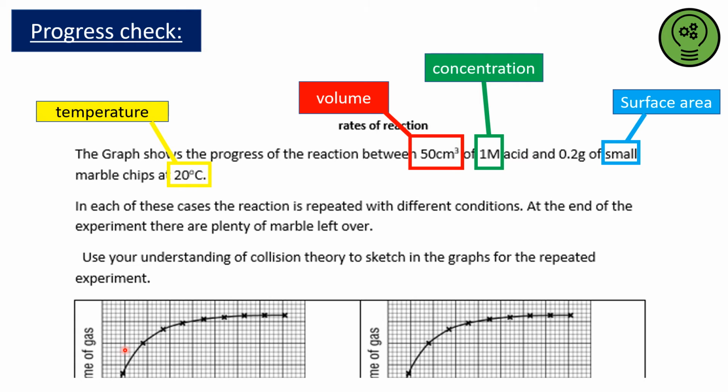It then says, in each of these cases, the reaction is repeated with different conditions. So they're going to be comparing this version with other conditions. So they're going to change something. And at the end of the experiment, there's plenty of marble left over. That's just so you know that you're not running out of reacting particles. Use your understanding of collision theory to sketch in the graphs for the repeated experiment. So I'm going to take you through each of these and see what we can do.